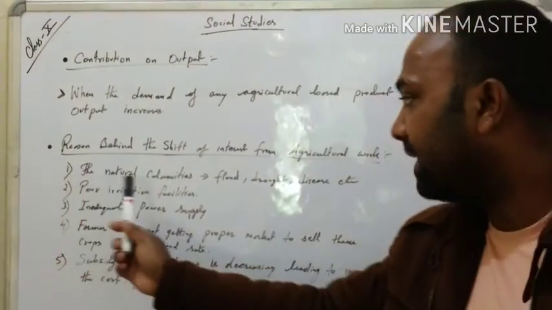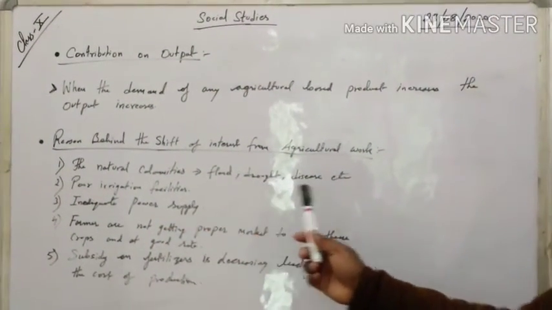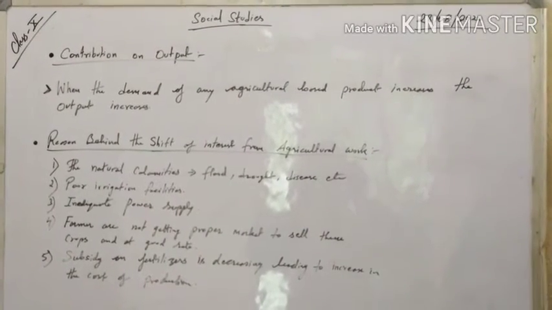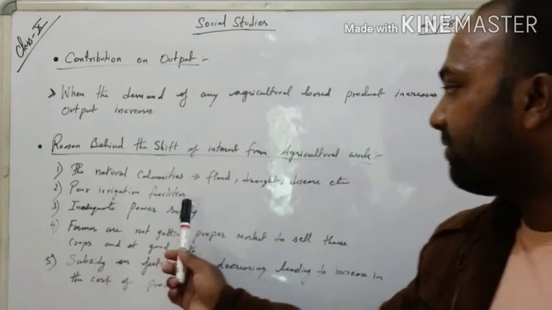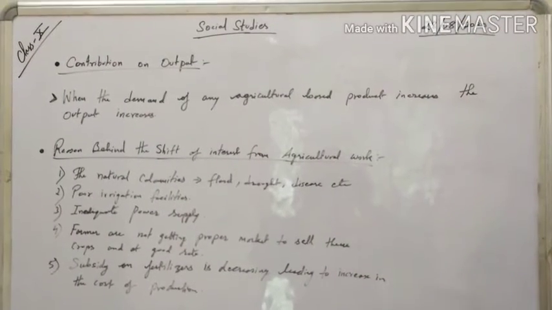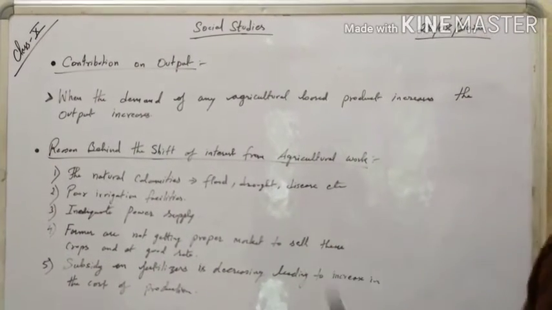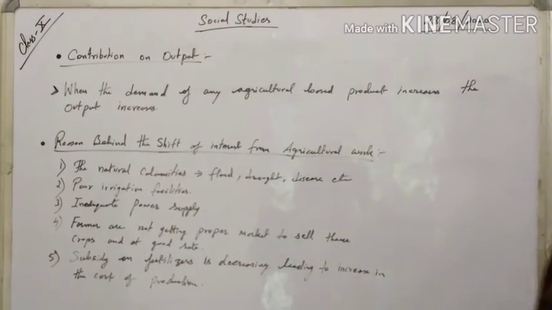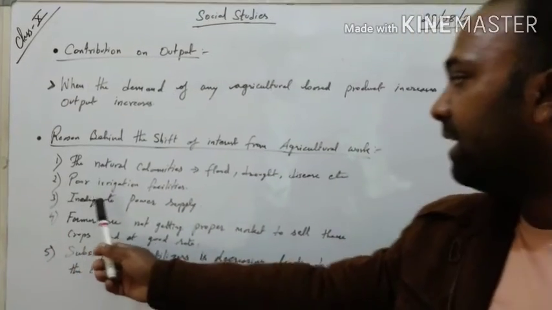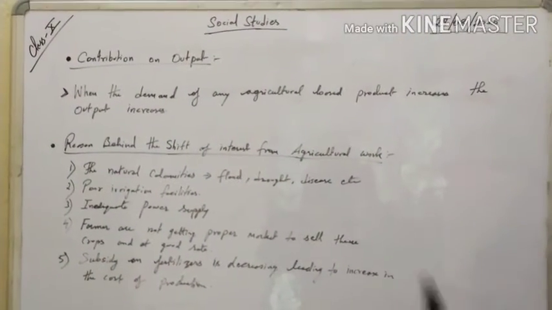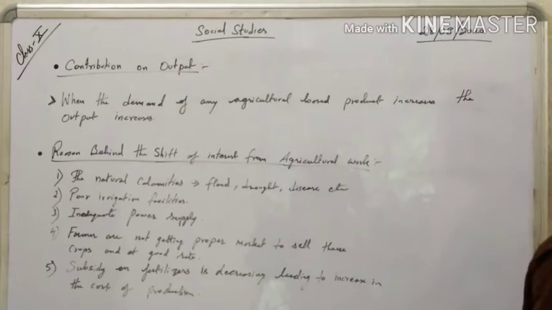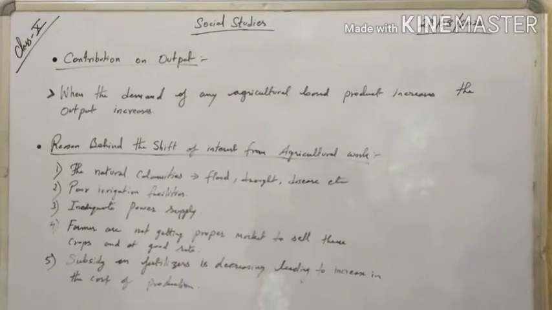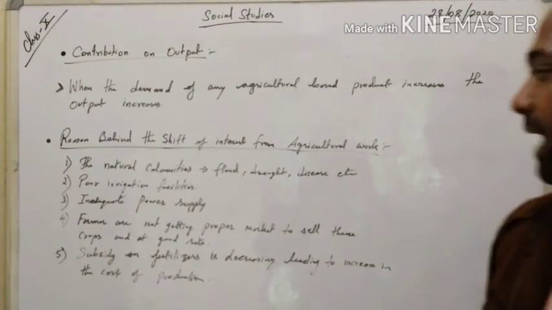The first one is natural calamities like flood, drought, diseases. This will destroy the crop and the farmer will go into loss. Another one is poor irrigation facilities. Everywhere the irrigation facility is not good, that is why because of poor irrigation facilities also the farmers are losing interest in agricultural activity. And the third one is inadequate power supply. There are various remote places where agriculture is there but the power supply is not there. Because of those reasons also the farmers are losing interest in agricultural activity.